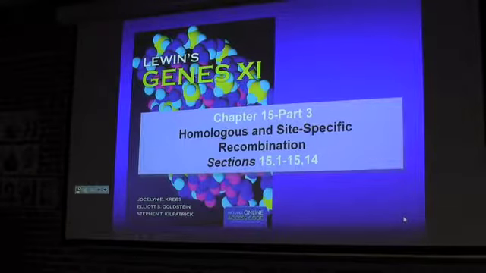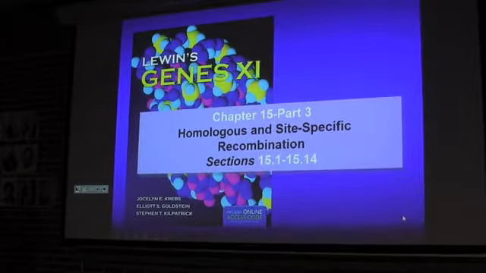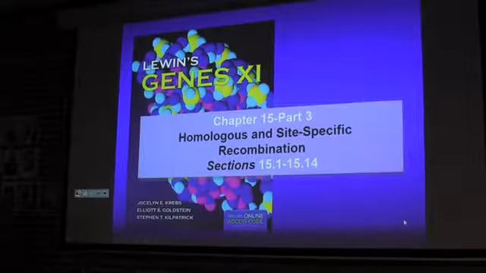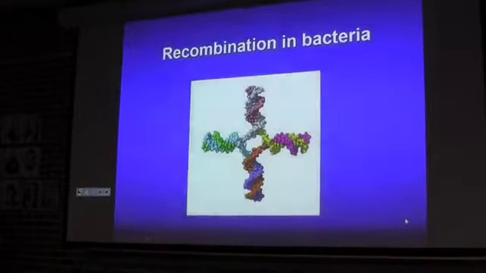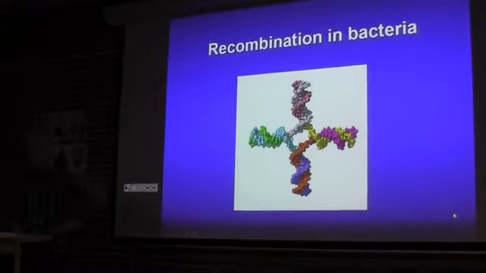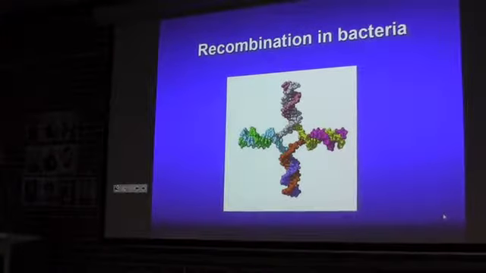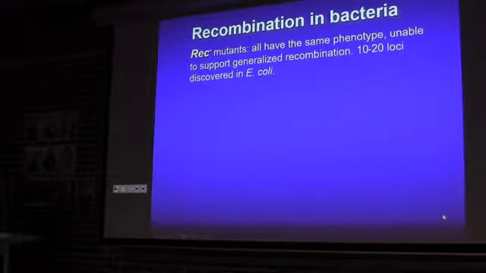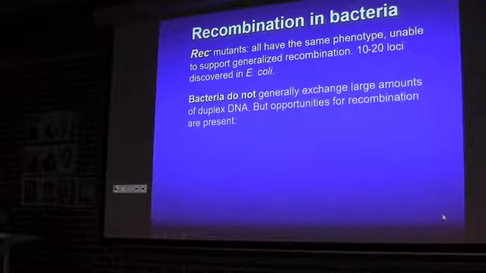I haven't had a chance to switch out the first slide where I have a picture of genes on there. Recombination. This is our old friend. Is this a recombinant joint or a Holliday structure? Holliday structure, right? And I haven't had time to remove the blue here. Rec mutants have the same phenotype, unable to support generalized recombination. There are 10 to 20 genes involved in the recombination process in E. coli. Fortunately, we're not going to need to know very many of them.